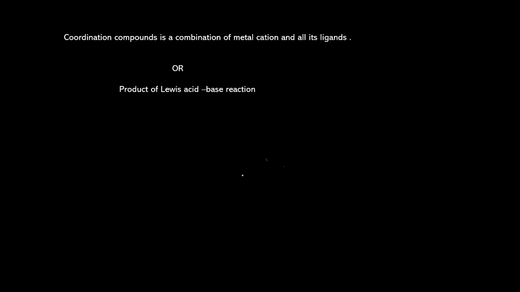Now, what does coordinate compound mean? It is a combination of metal cation and all its ligands. Or, the coordinate complex is a product of Lewis acid-base reaction. How? First, keep in your mind that Lewis acid is transition metal and the Lewis base is ligand.